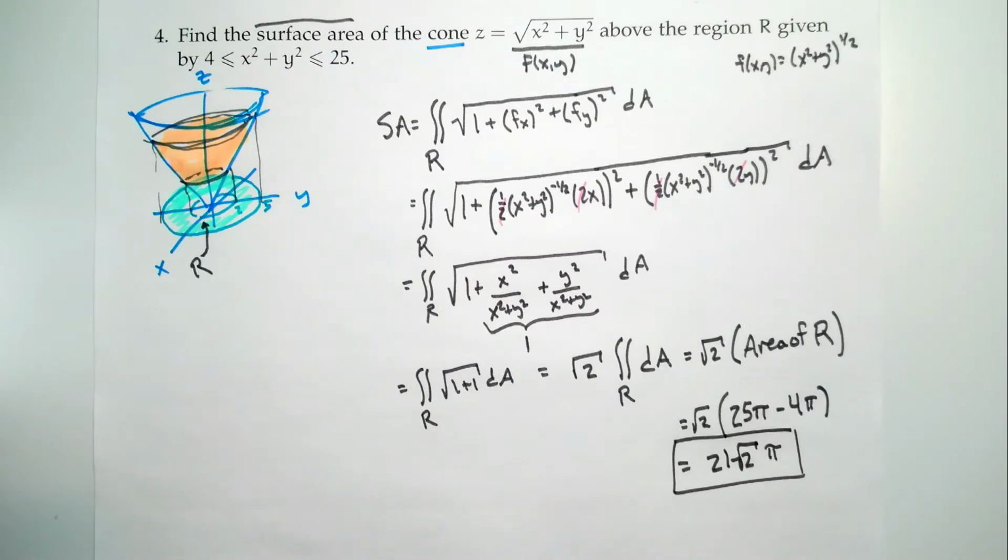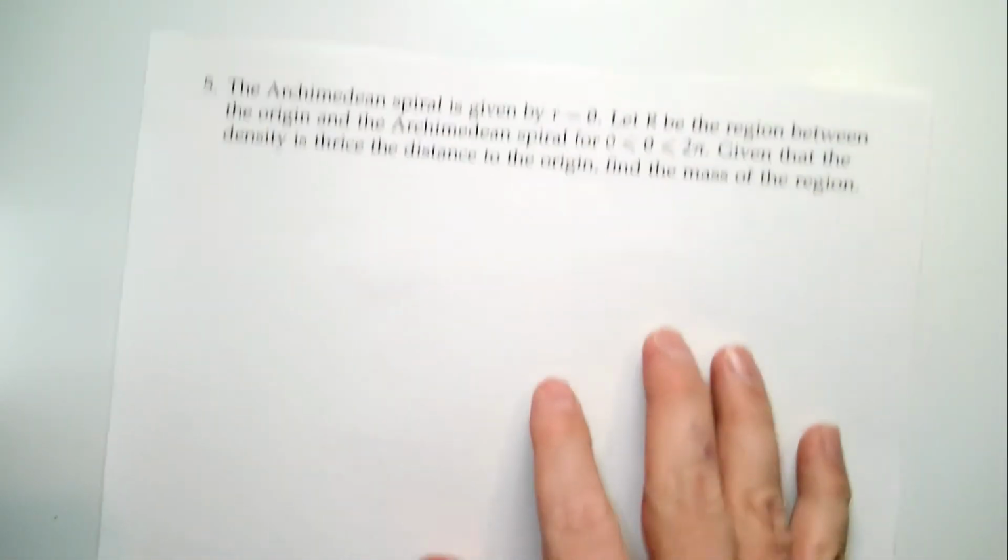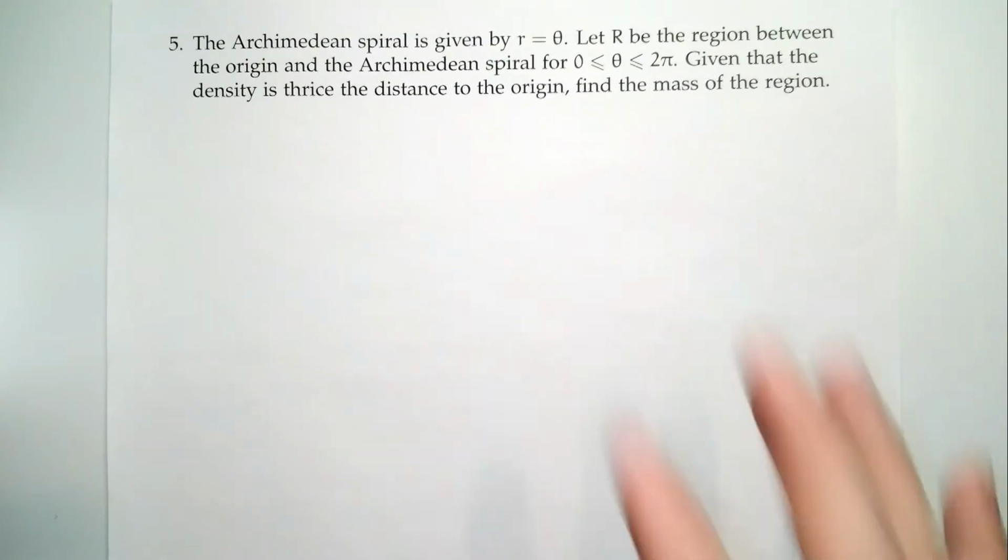Yeah, it looked like it was going to be terrible, but in fact, because it's a cone, it turns out to be elegant. Beautiful even. Great times. What a wonderful time to be in Calc 3. It's a lovely time. All right, number 5.